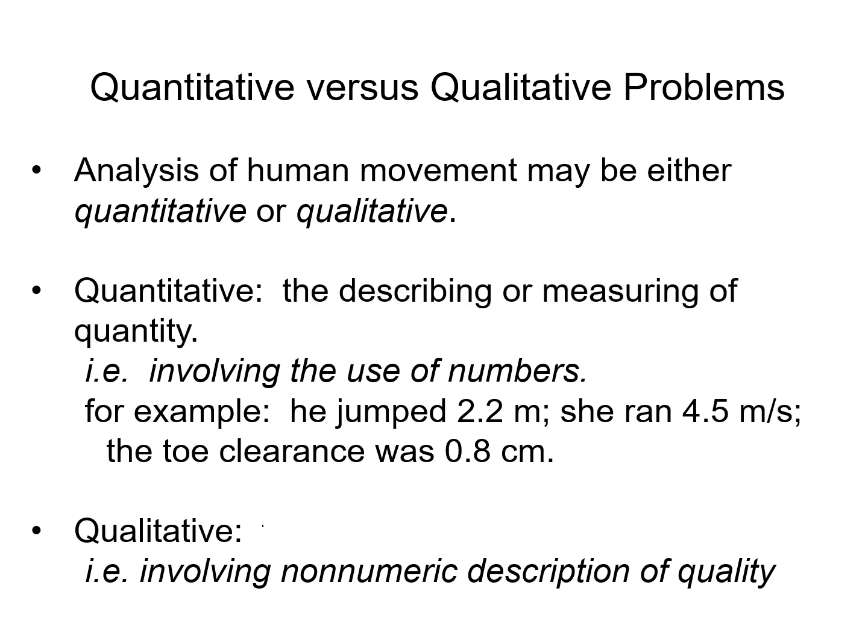When we say quantitative, we're describing the motion using measures and quantities. So we involve the use of numbers. For example, we could say somebody jumped 2.2 meters, or somebody ran 4.5 meters per second with a toe clearance of 0.8 centimeters. We're using numbers and measurements to describe this motion. We can also look at motion through a qualitative lens, and we're involving non-numeric descriptions of this movement. We're just describing the quality of movement.